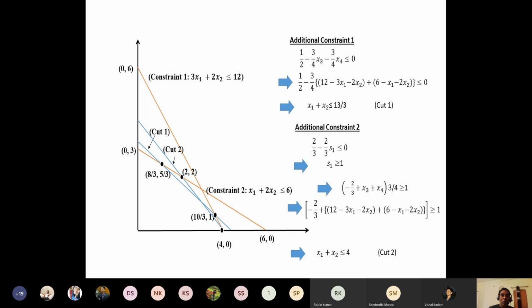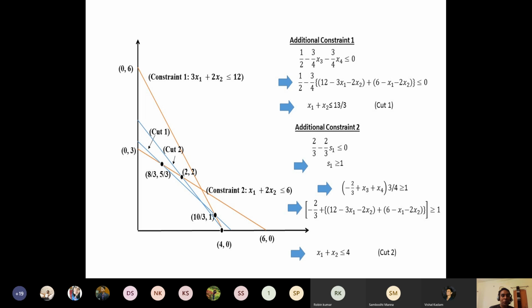Now, if you draw this constraint line, this cutting plane, that means we have added in that simplex algorithm this equation directly. Now, if you derive in terms of x1 and x2, the cutting plane is x1 plus x2 relation equal to 13 by 3. And if you draw here, this blue color line, this cut one, this is x1 plus x2 relation equal to 13.3. That means x1 will intersect at 4.33, and here it is also 4.33.